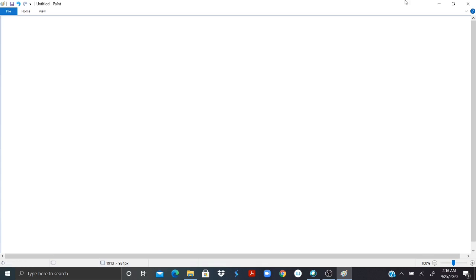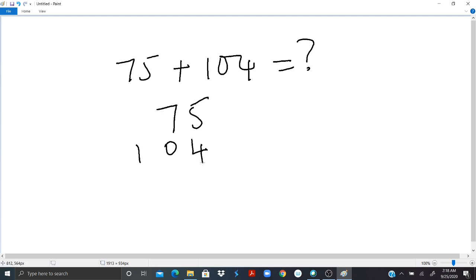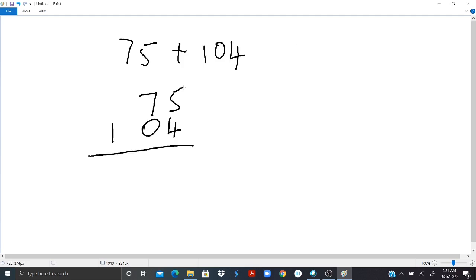Moving to multi-digit addition, let's add 75 and 104. What will be the answer? So what we do is we line them vertically, one on top of the other, so that the ones placed the rightmost are directly on top of each other. So the 5 here is on top of the 4. And we do the same thing for the other numbers. 7 on top of 0. Here we don't have anything, and we put the 1.